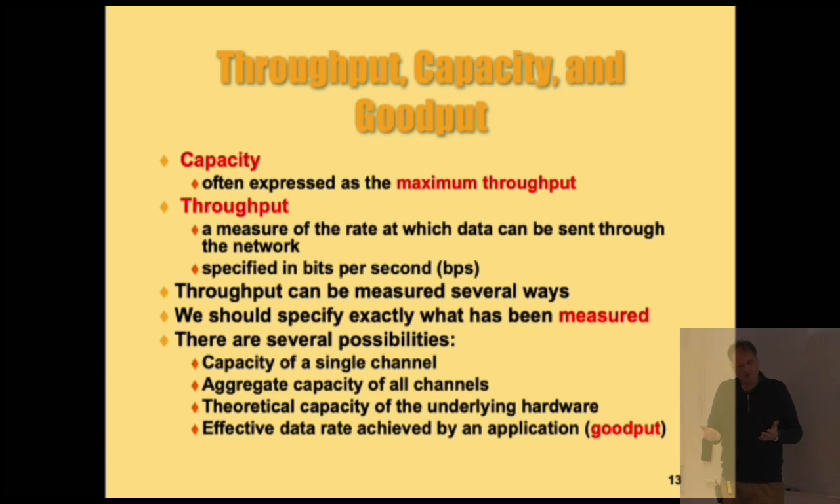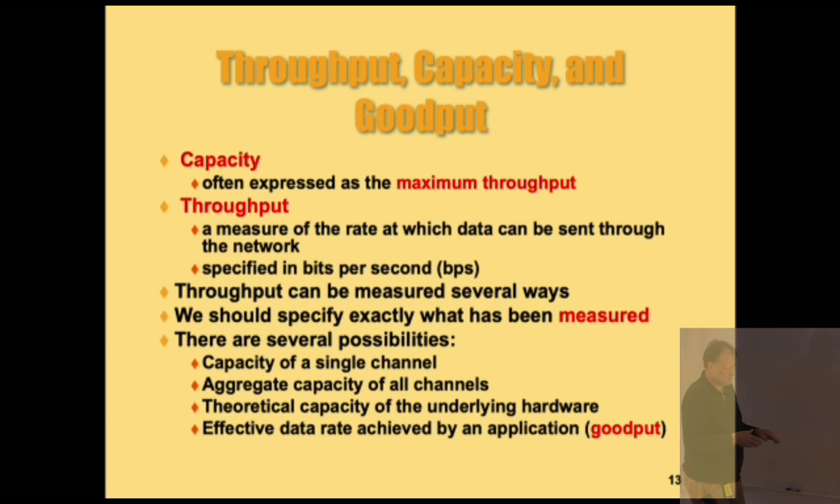But we can also do the other way around. We can actually merge several physical cables. We link them together, so we split our data stream onto several physical cables. And then the capacity we see is the aggregate of those together. So it can be more than one cable as well.